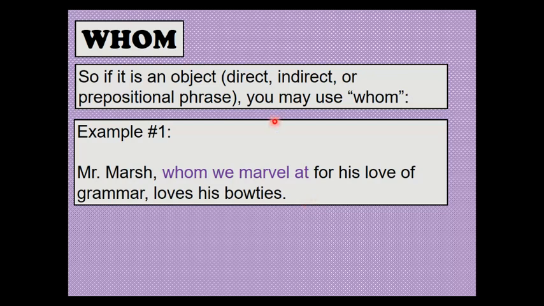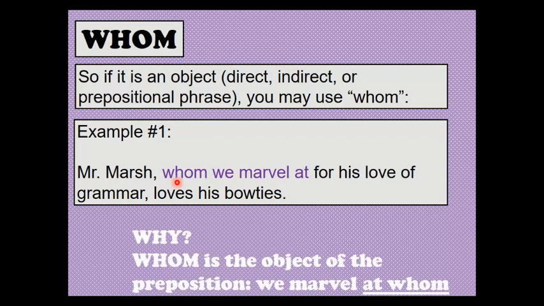Well, if I think about this part here in purple, whom we marvel at, whom is sitting out in front of the verb marvel, but it's not the subject. What you oftentimes have to do is reorient the sentence. What I'm really saying is, we marvel at whom. You're like, oh, I see it now. At whom sounds like a prep phrase, and it is. It's the object of the preposition, at whom, and I get to use the word whom.